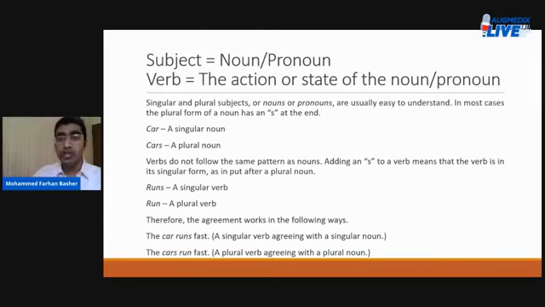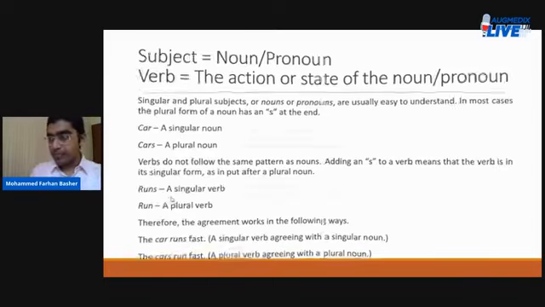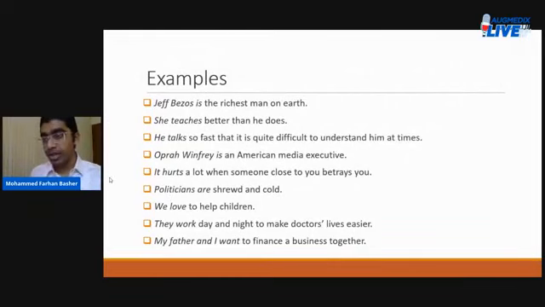Or if you're talking about multiple cars, you say the cars run fast instead of saying the cars runs fast. No, because runs would make the verb singular. But we don't want to keep the verb singular because we have a plural noun. So because we have the plural noun, we have to make our verb plural as well. So we say the cars run fast. Okay? All right. Moving on to the next slide, we have some more examples of subject and verb agreement.